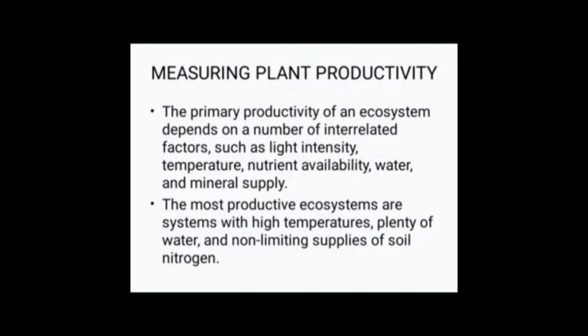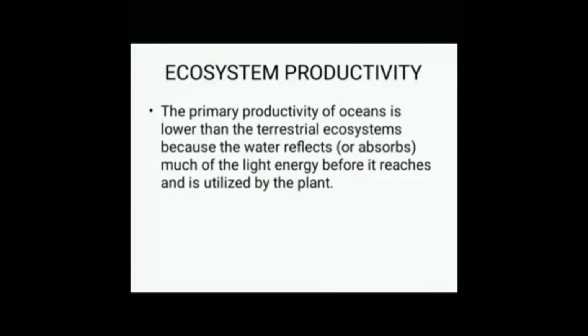Measuring plant productivity. The primary productivity of an ecosystem depends on a number of interrelated factors such as light intensity, temperature, nutrient availability, water, and mineral supply. The most productive ecosystems are those with high temperatures, plenty of water, and non-limiting supplies of soil nitrogen. Ecosystem productivity: the primary productivity of oceans is lower than that of terrestrial ecosystems because the water reflects much of the light energy before it can be utilized by the plant.